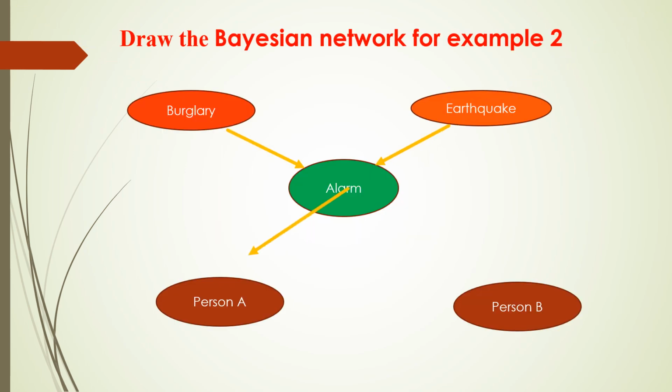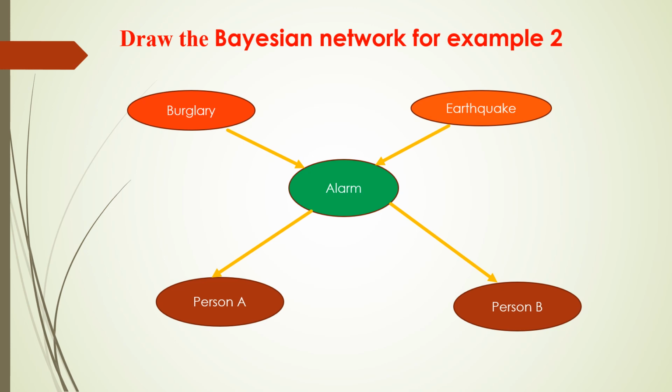And this is the Bayesian network for the above example. Burglary and earthquake are independent variables, independent of each other. And the alarm is dependent on burglary and earthquake. If an earthquake occurs, the alarm will ring. If an earthquake does not occur, the alarm will not ring, right? So the alarm is dependent on earthquake and burglary.